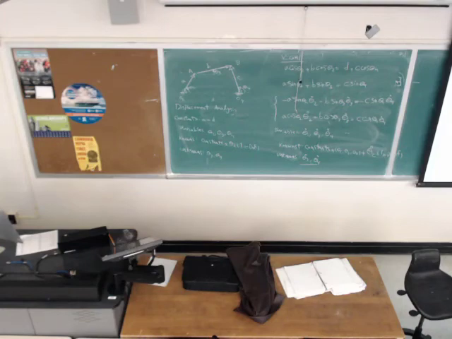The negative value means it's clockwise. If I ask you the direction of rotation, you can say it's clockwise because it's negative. And the positive means the direction of rotation is counterclockwise.